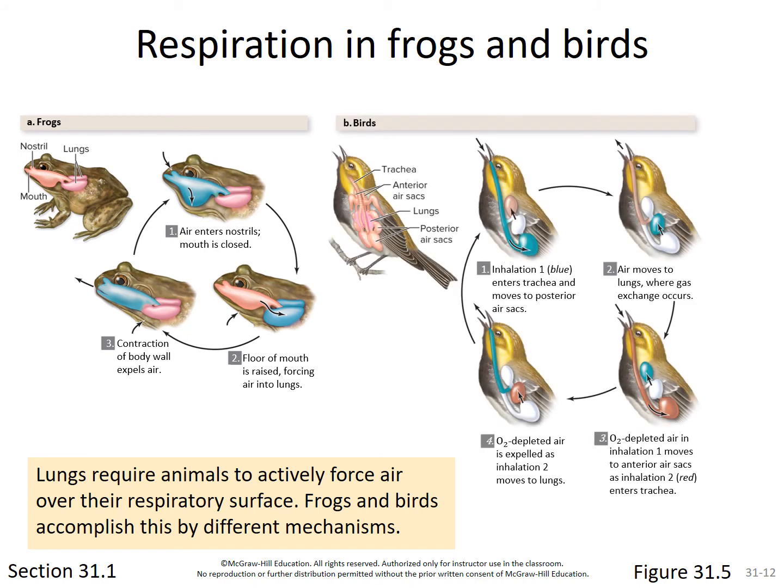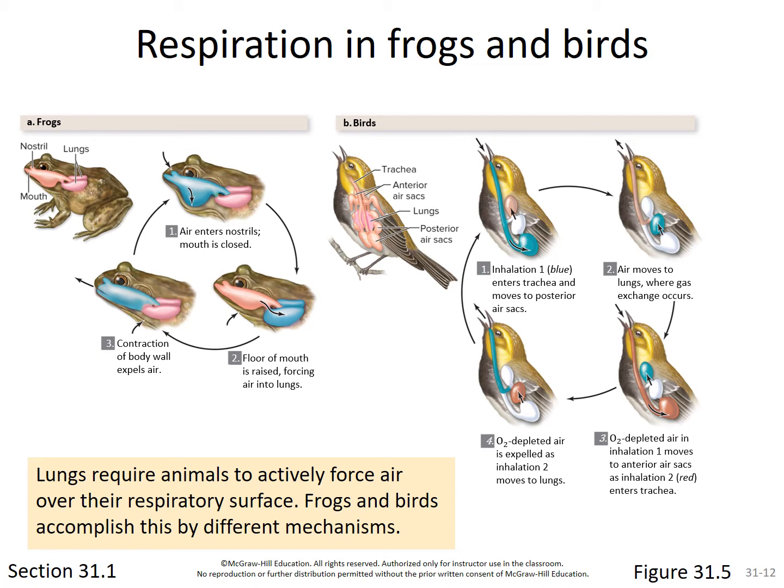With birds, you've got a more complex system. So let's take a look at this from diagrams 1 through 4. In diagram 1, there is a first inhalation, which is shown in blue. And so basically the air goes down the trachea and moves to the posterior air sacs. In step 2, you've got air moving to the lungs where gas exchange occurs. So you've got separate compartments for the intake of air and for gas exchange.